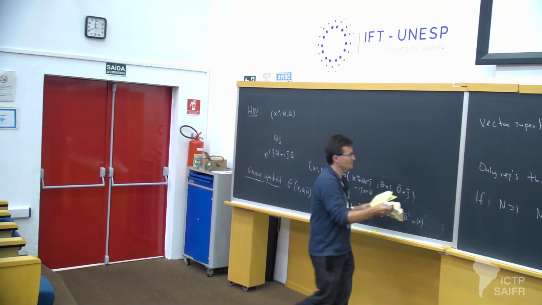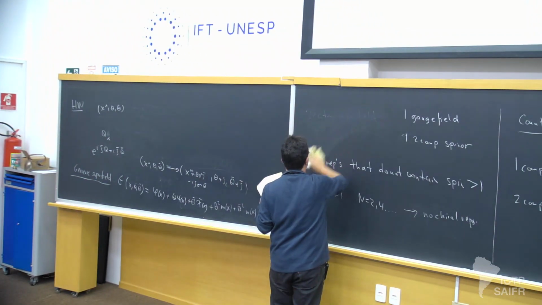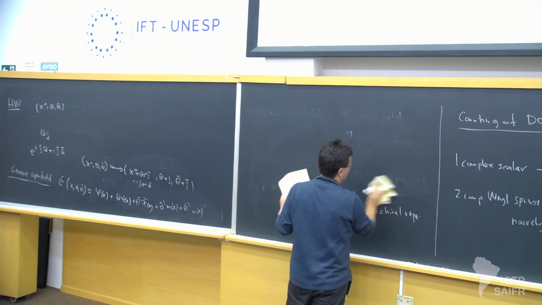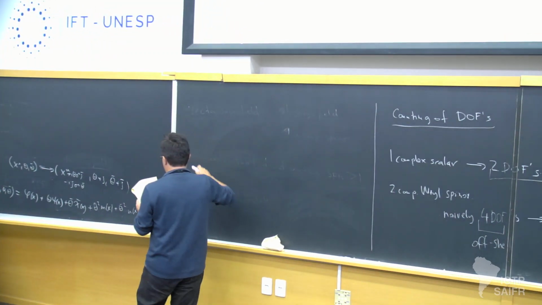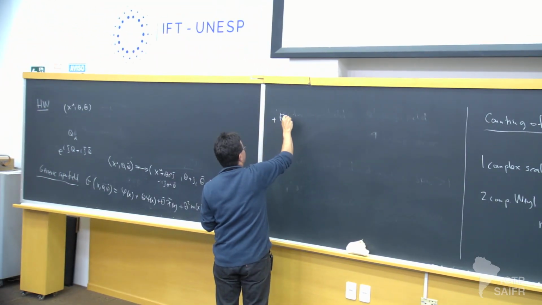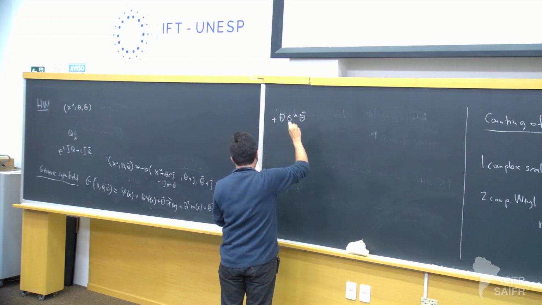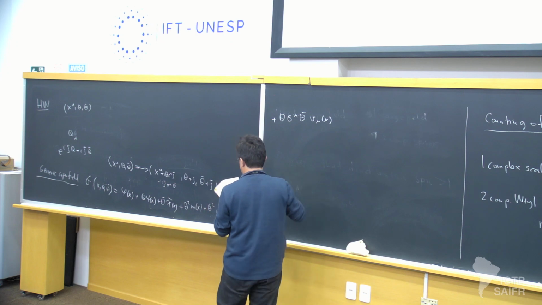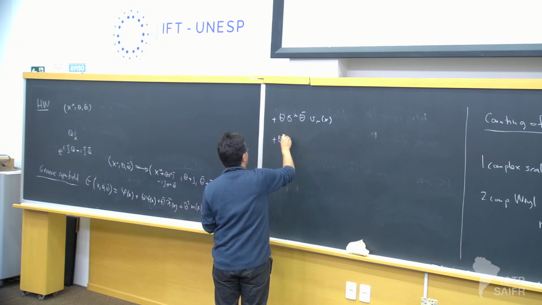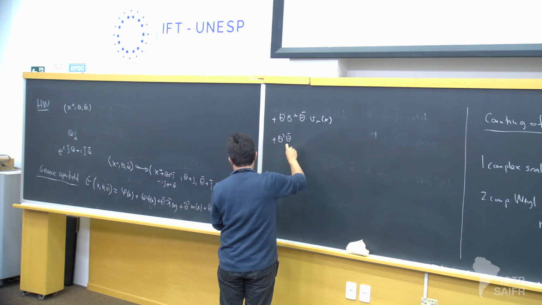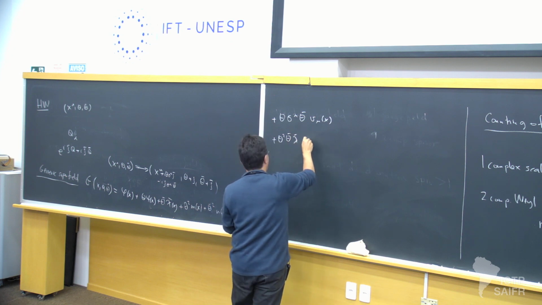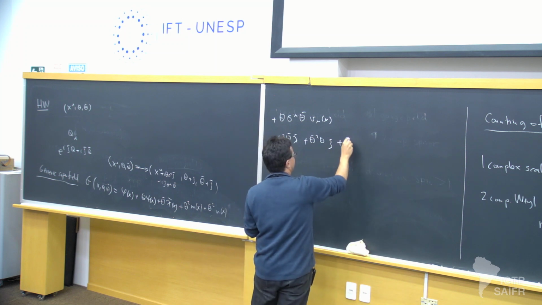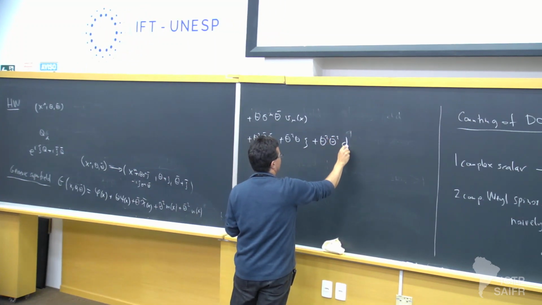How do you get a gauge field? That's also contained in this. Plus, there will be a term that is theta sigma mu theta bar, and then there will be a gauge field in it. Then there will be plus theta squared theta bar, that's another fermion, lambda bar, plus theta bar squared theta psi, plus theta squared theta bar squared times d.